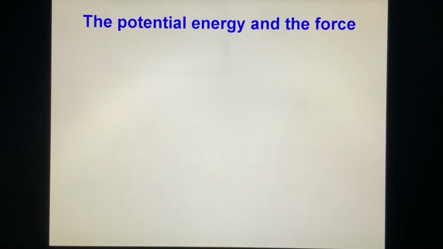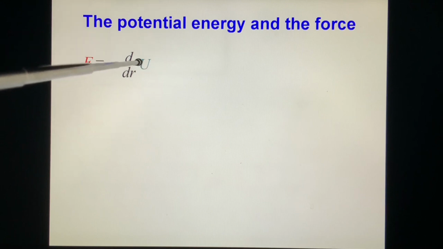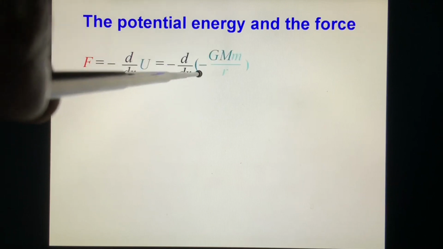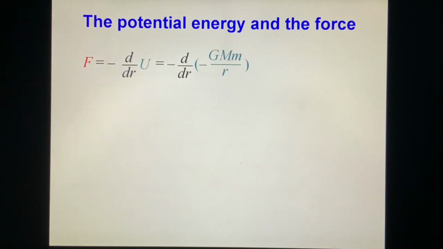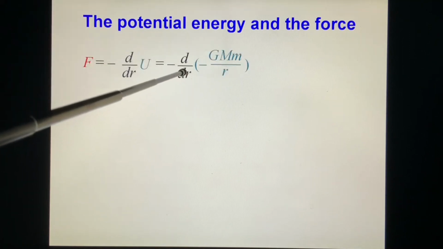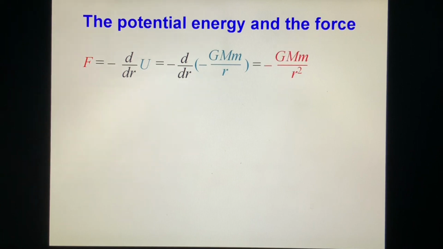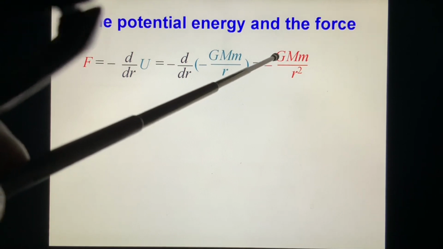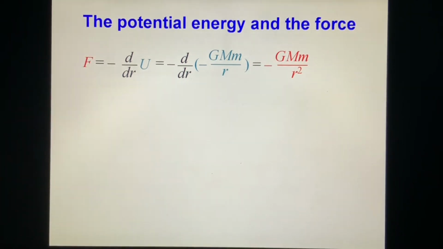The potential energy and the force. We learned previously that the force equals minus dU/dr. If you don't remember that, go to chapter 4. We have this one, and in this case we know U. U equals minus G M m over r. We take the derivative with respect to r, so we get 1 over r squared, with a minus. This minus sign means it is toward the center. Attractive force.